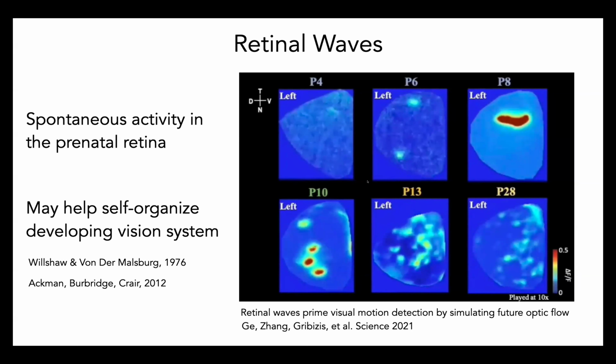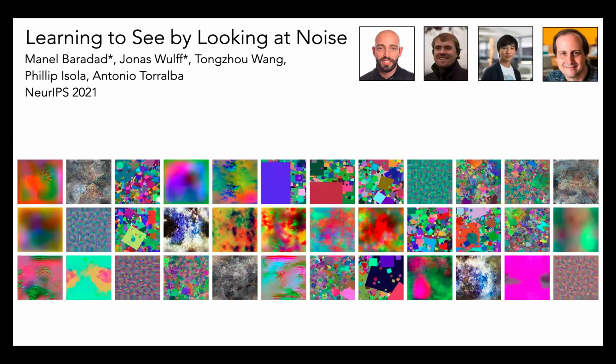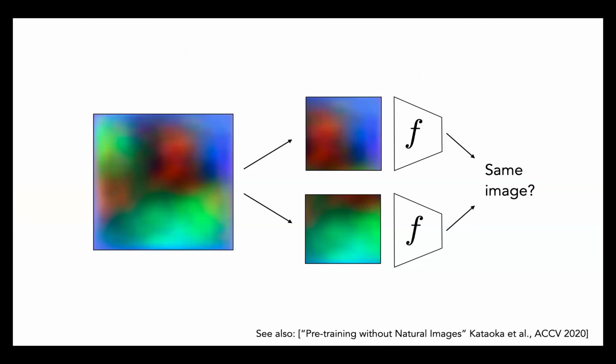Okay, so we took that as inspiration, and a few years ago, we tried to design our own retinal waves for computer vision systems. We made processes that look like this. This is work that was led by Manel, Jonas, and Tongzhou. Throughout the talk, the basic computer vision learning system is going to be self-supervised contrastive learning, because it can be a little confusing. How are you going to learn a system on noise? What about the labels? What is the task? So this is going to be the entire task.